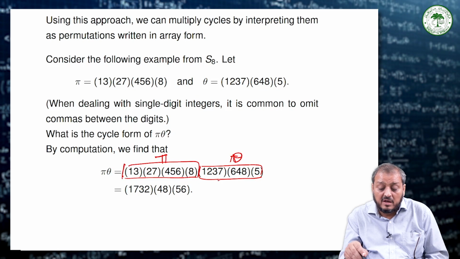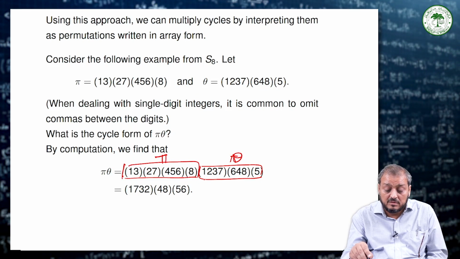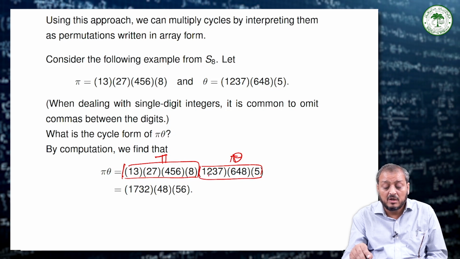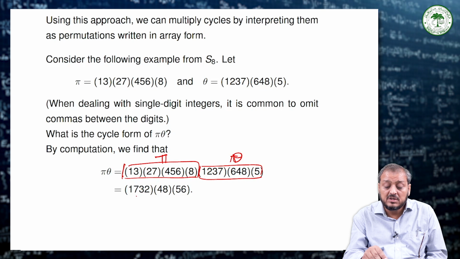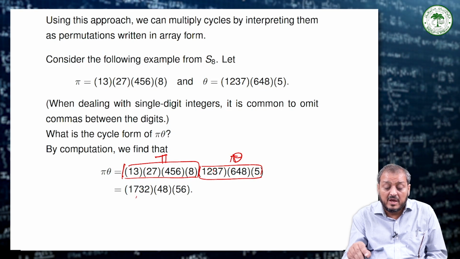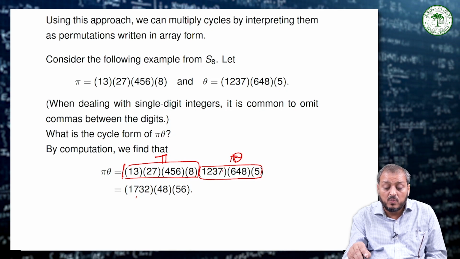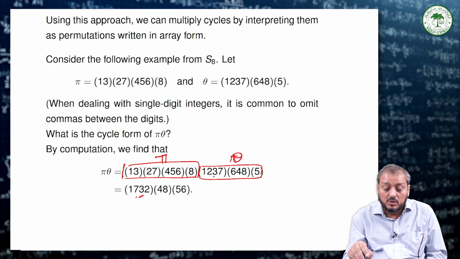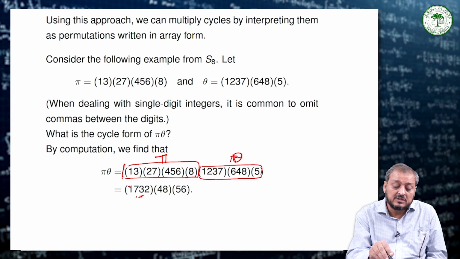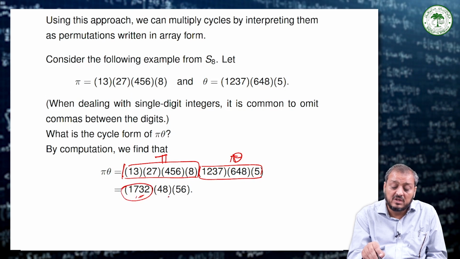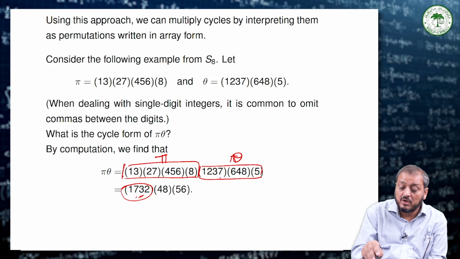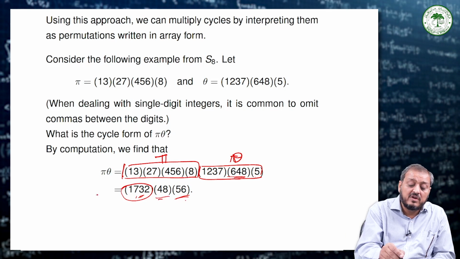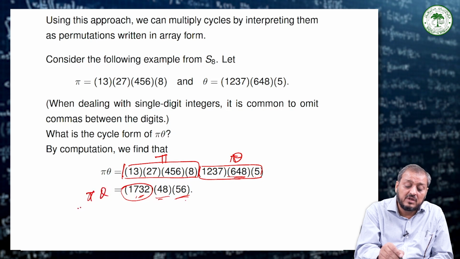Now we write the cyclic notation 1 2 3 7, and then 1 2 2 7 1 7. Now, 2 goes to 7, 7 goes to 1, 1 goes to 3, 3 goes to 2, and 2 goes to 7. So, clearly we have 1 7 3, and 4 8, and 5 goes to 5, and 6 goes to 6. So, clearly we can write pi theta in cyclic notation in this form.